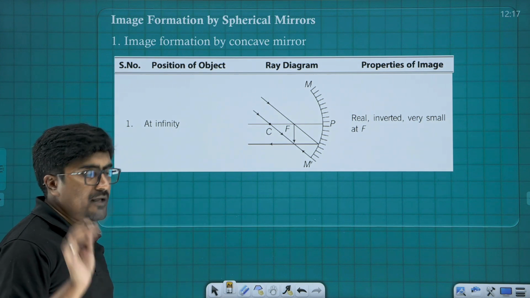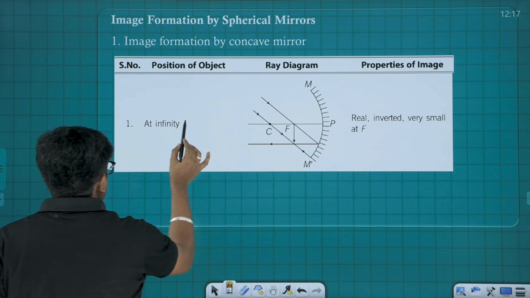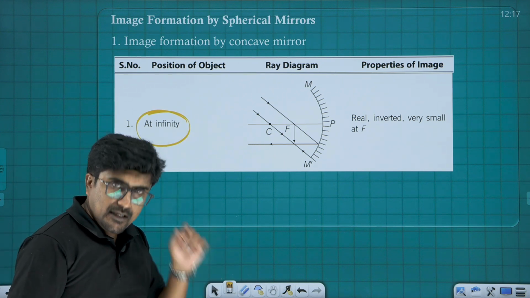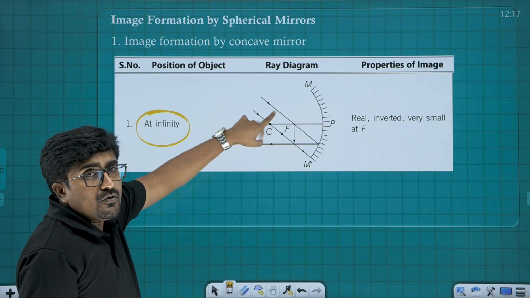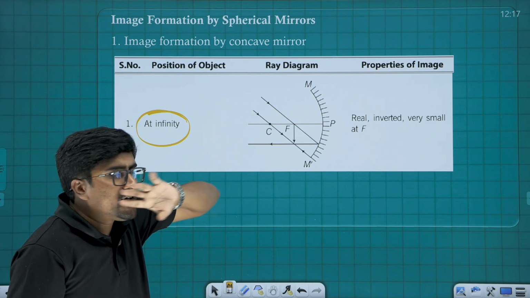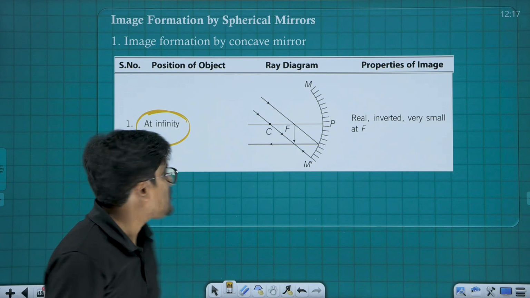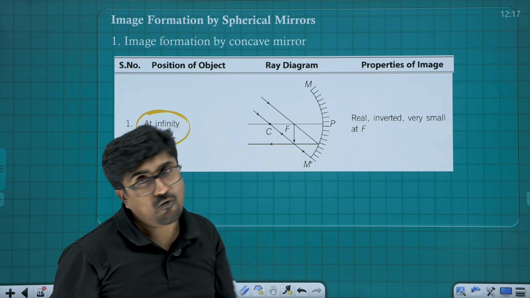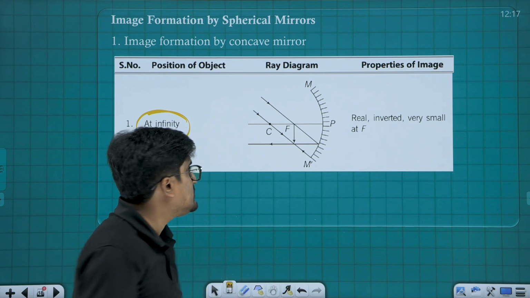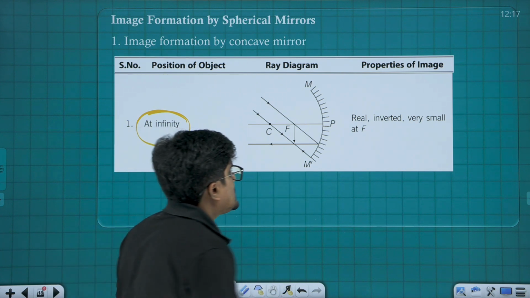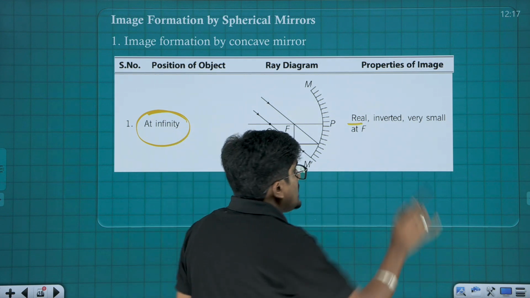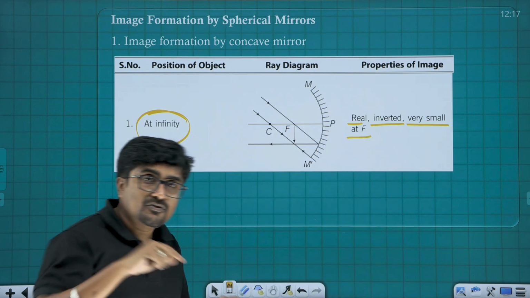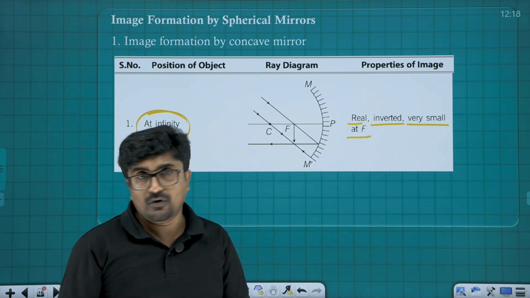Moving to the next, that is image formation by spherical mirrors. First of all, the image is at infinity. Now, the object is at infinity. So the image will be formed at the focus. Now what about the nature of the image? It is going to be real, inverted and very small. Image will be formed at focus, real and inverted.